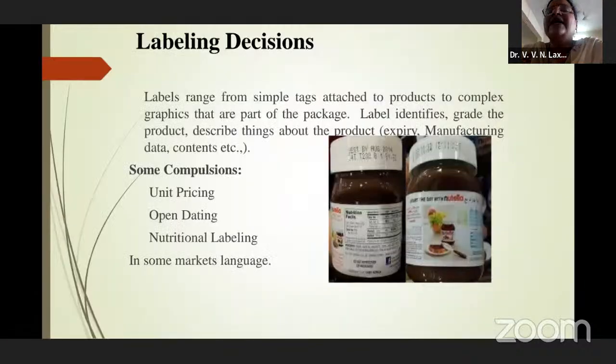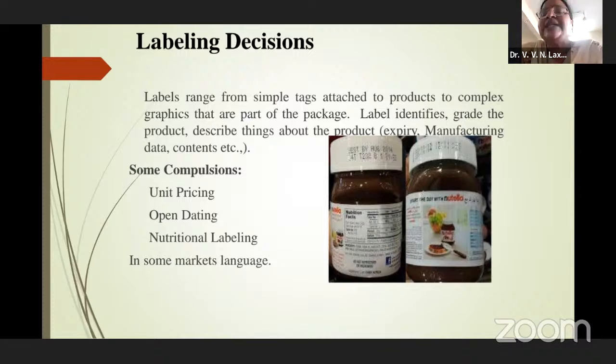Now let us see some of the labeling decisions. The major labeling decisions that become compulsory are there because every government has made it so through consumer protection laws. They made it compulsory for the companies to give some specific information that is printed over the package, both in the language that is spoken in the local area and also in the language that is acceptable nationally or internationally.